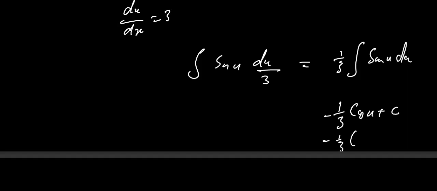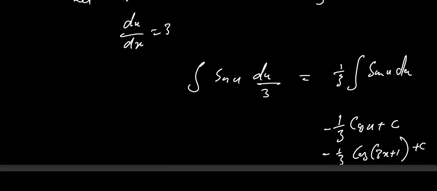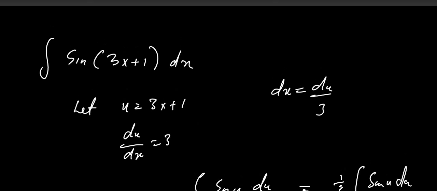Then here we put our u to be cos of 3x plus 1, and plus a c. Yeah, so this is basically when we apply u substitution. The next method, so method 2, is integration by parts.